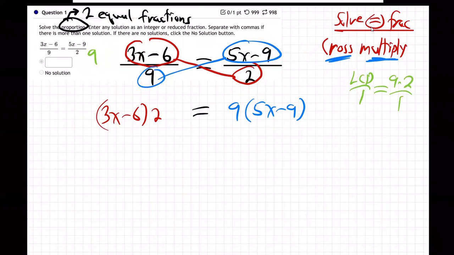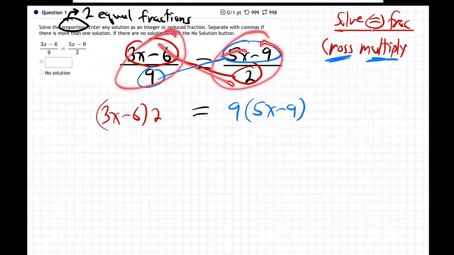We really are not changing the rules. We're just doing it a more convenient way. When there's just one fraction on each side, you can just go diagonal, diagonal. It's the same effect as LCD over 1.